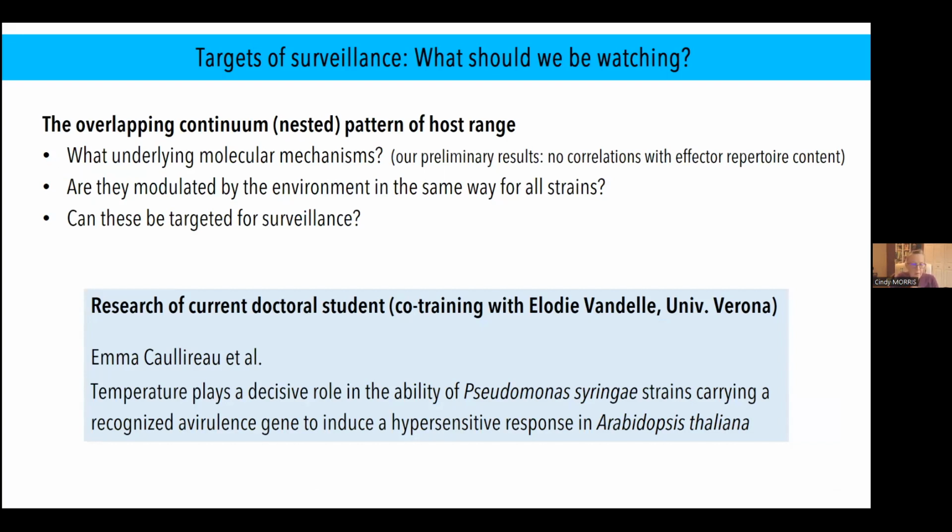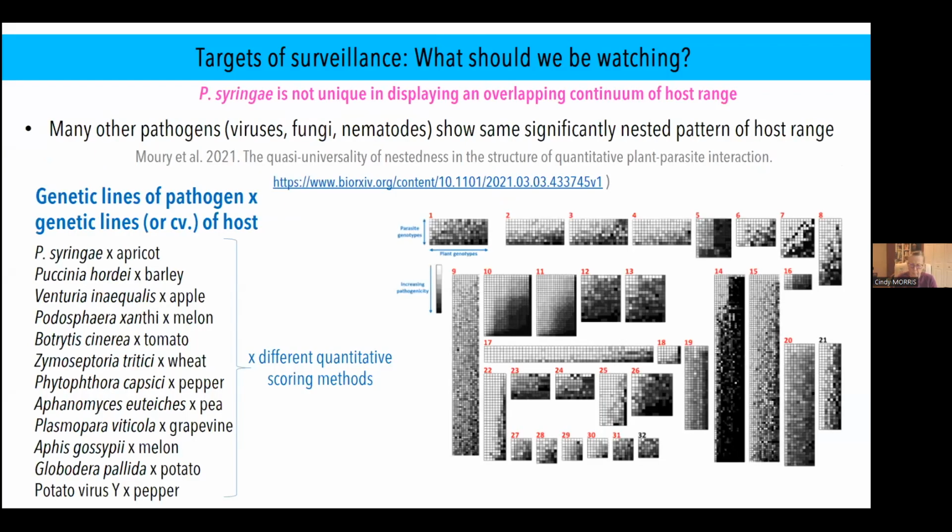And just for information, I have a student right now co-training with Elodie Vandel at the University of Verona in Italy, where she's looking at how important temperature is for the speed in which Pseudomonas syringae induces the hypersensitive response in Arabidopsis. So there are differences in sensitivity to temperature that can make or break it. So there are fine details here that make a big difference in the outcome.